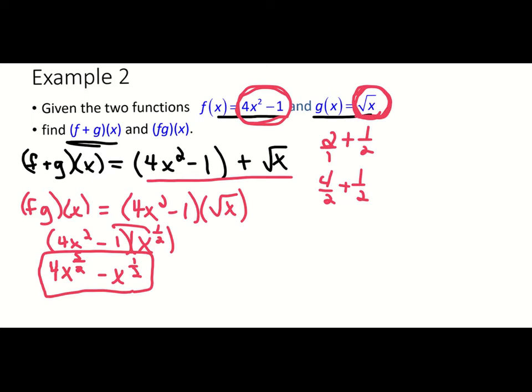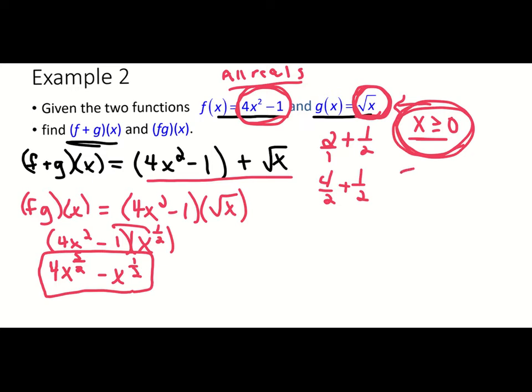So my domain for the first one is all reals, or negative infinity to positive infinity. But for this one, remember, x has to be greater than or equal to 0. And remember, when you find the domain for the two functions, if they ask for it, you have to put the intersection, or what these two have in common. So in this case, my domain can't be any negative numbers here. My domain, this would be the intersection, would have to be x is greater than or equal to 0. Or if I wrote it in interval notation, it would have to be 0 to positive infinity. So again, that's how you look at the domain with these.